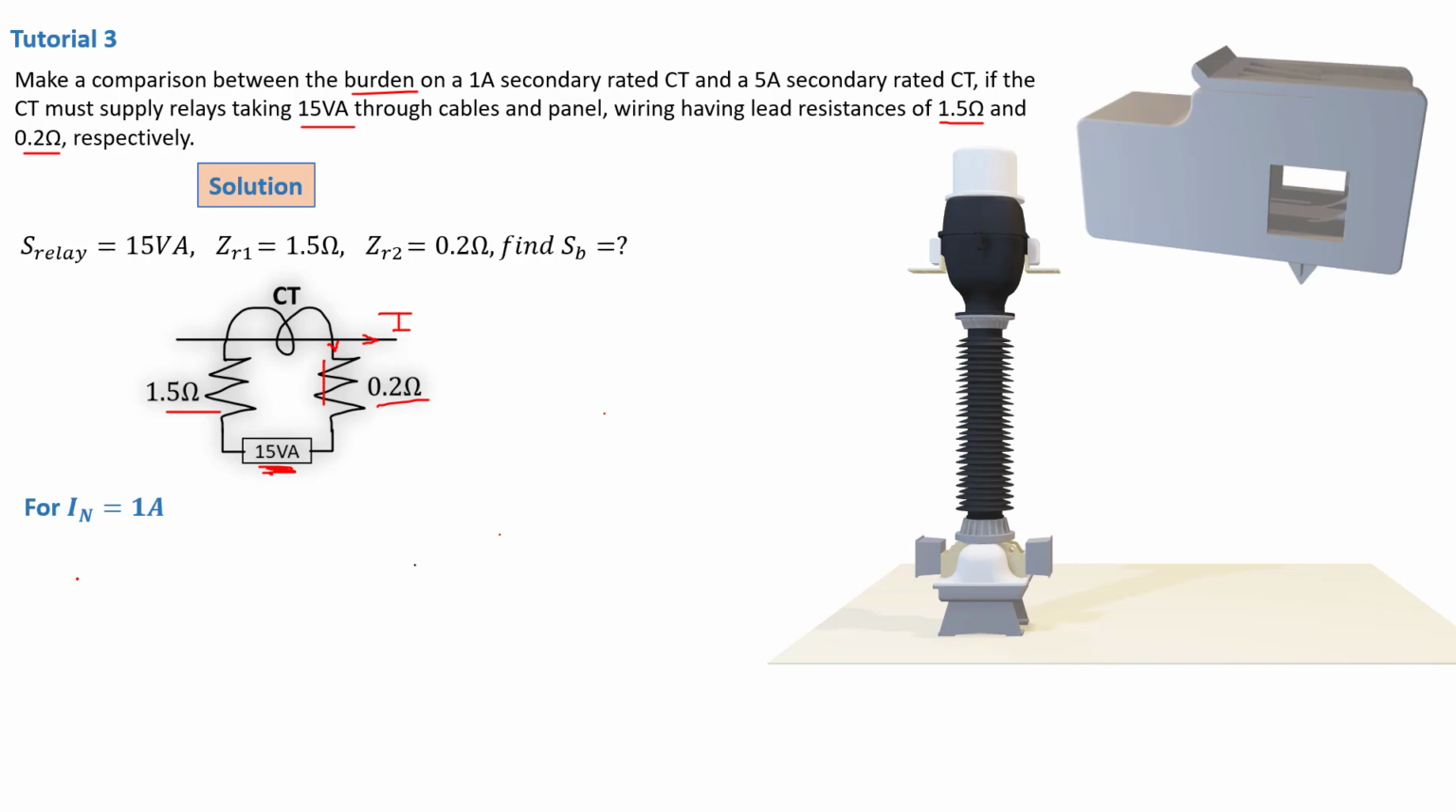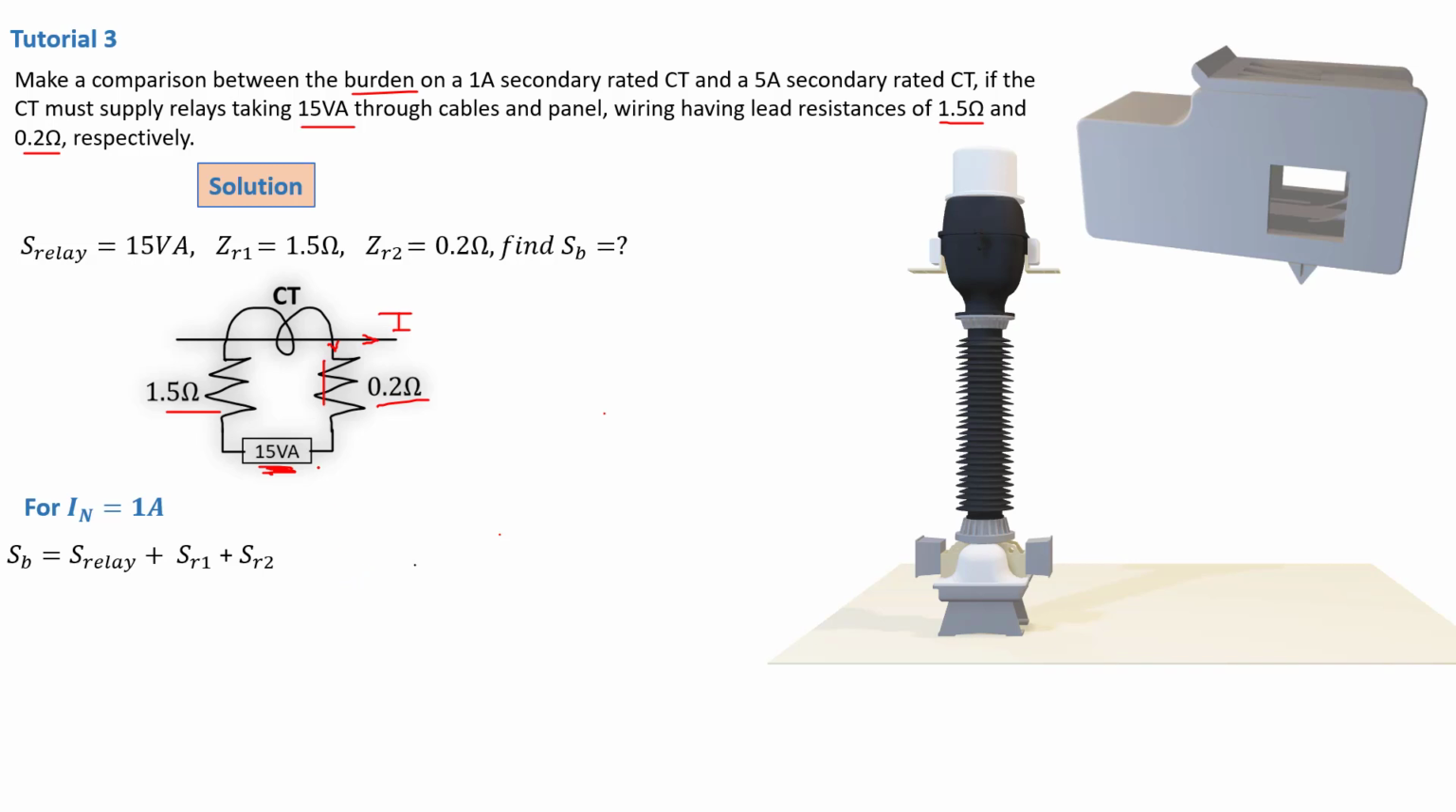Now let's move on and calculate the SB, the overall burden VA of the CT for a 1 amp nominal current. Now the formula for that SB, obviously as we've already discussed, will be the S of the relay plus the S of resistor 1 plus resistor 2. So you need to combine the overall power dropping through there, and that's going to be the burden volt ampere that the CT must carry.